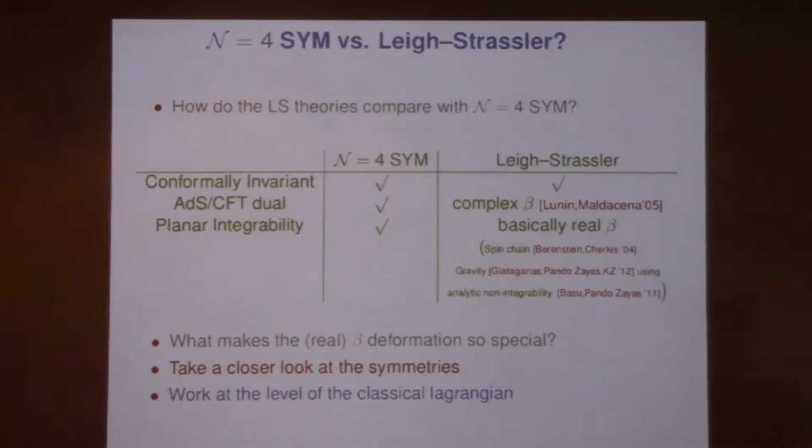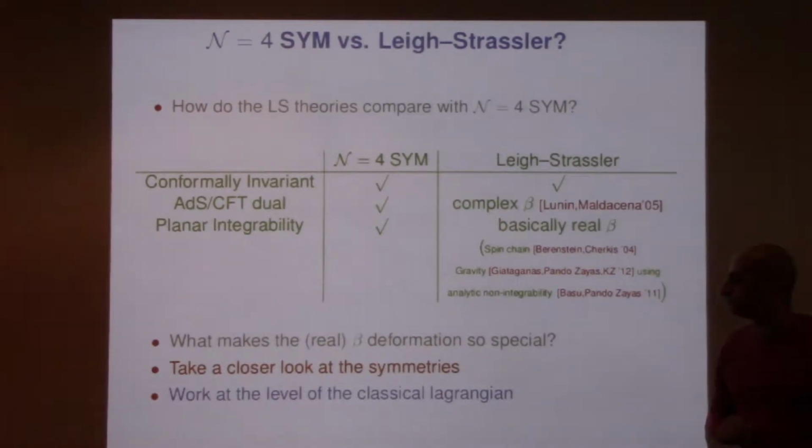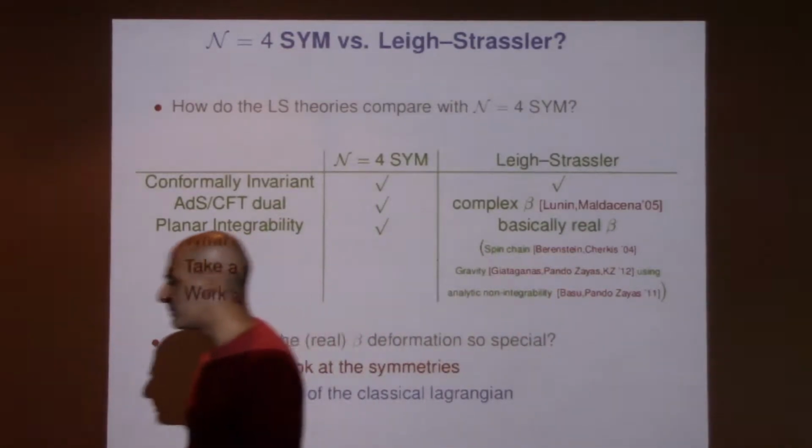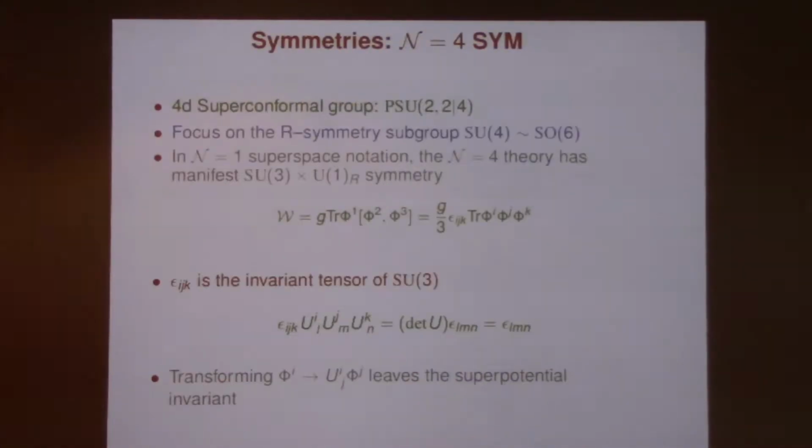So how many supersymmetries do you preserve? These are all N equals 1. These are all N equals 1 backgrounds. Of course, we cannot do this test for H because the background is not known. But we did it for real and imaginary beta. So what's so special about real beta that leads to it being integrable and everything else not? Okay, I don't know exactly.